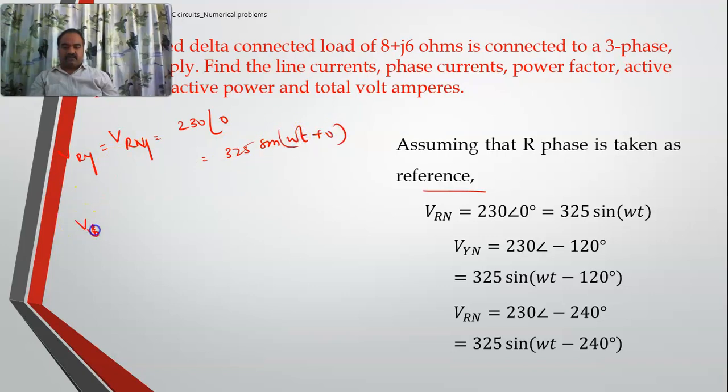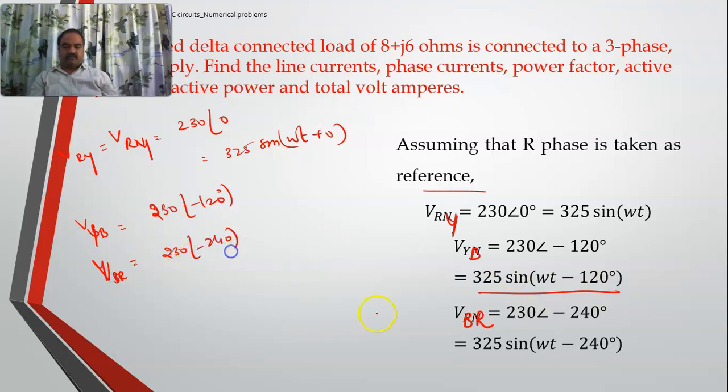Similarly, VYB. Sorry, here there is no neutral. This is YVB. So here again, what you will be getting? 230 at an angle of minus 120, which means 325 sin omega t minus 120. Again it is VBR. It is again 230 at an angle of minus 240. What I am getting again? 325 sin omega t minus 240. These are the line voltage and also the phase voltage, because in delta, VL is equal to V phase, both in magnitudes and also angles.